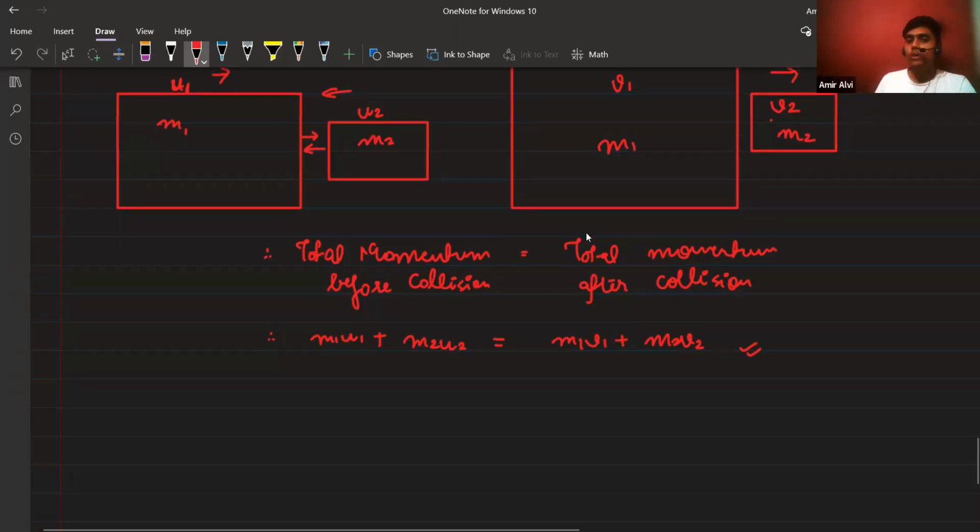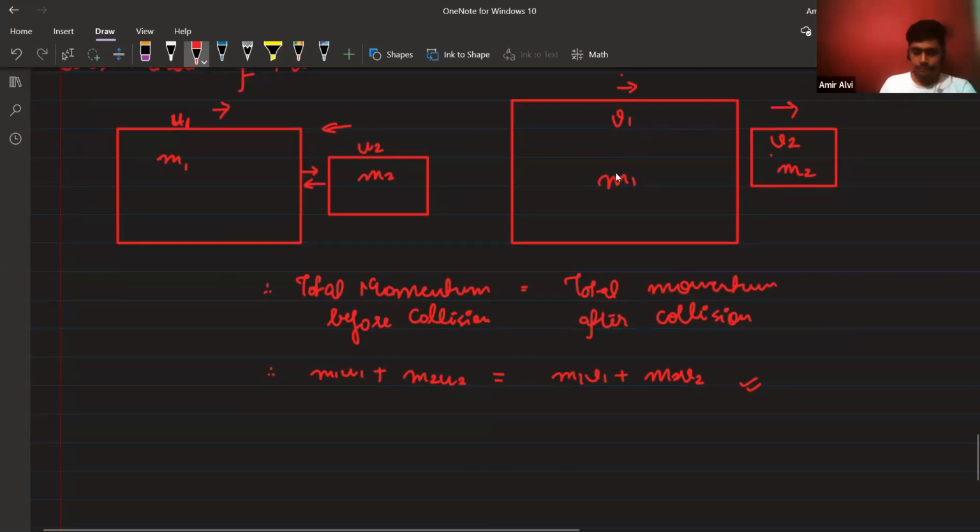Now total momentum after collision. After collision, what is the speed of the truck? V1, because before collision maybe the truck would have some different speed, and after collision it will have some different speed, obviously. V1 is the velocity after the collision. So M1 into V1 is the momentum of the truck after the collision, plus M2 into V2 is the momentum of the car after the collision. Is that clear, everybody?